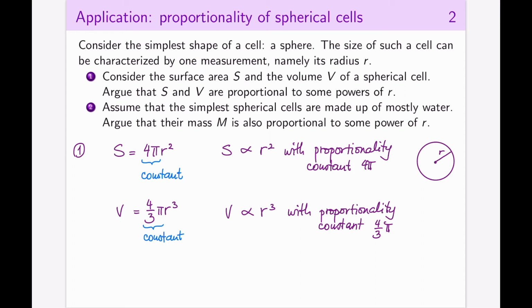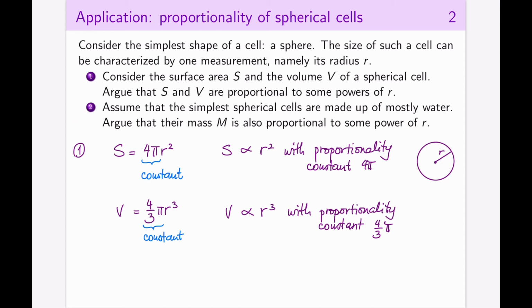So we have that the surface area is proportional to the square of the radius, and the volume is proportional to the cube of the radius, which also makes sense if you start thinking about how normally we have units for these things. The surface area, being the area, is normally, for example, centimeters squared, whereas volume is something like centimeters cubed. What do we have for part 2 of this question?